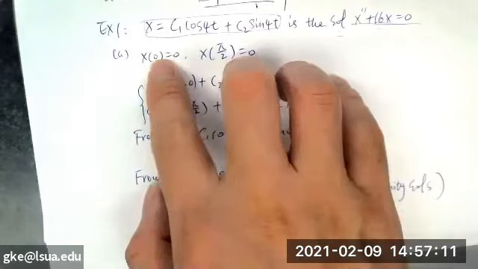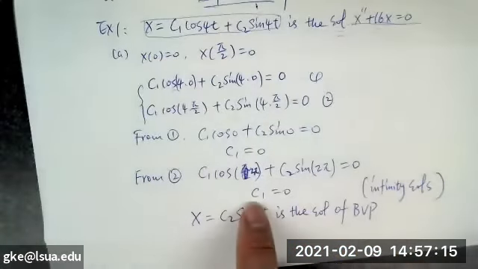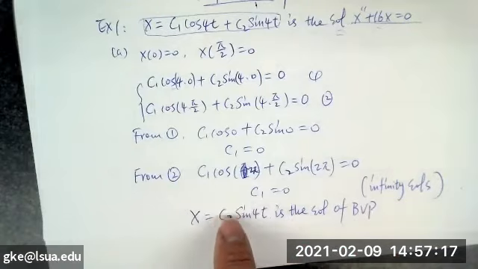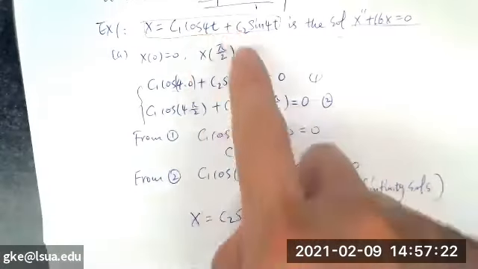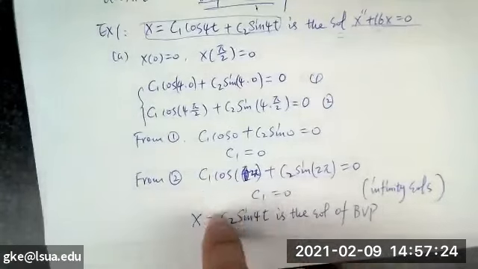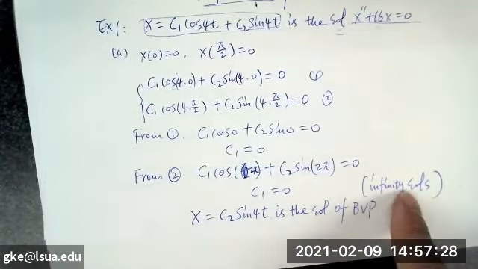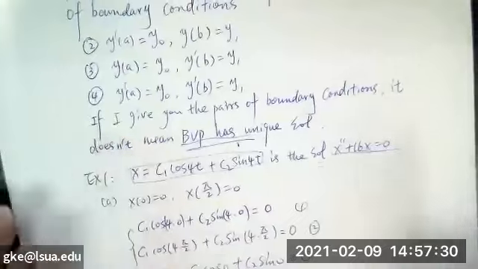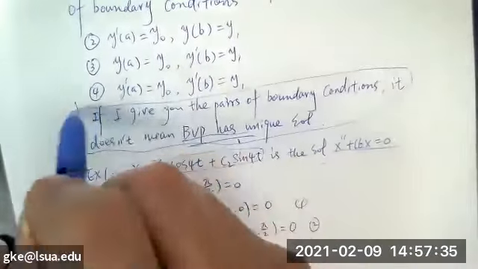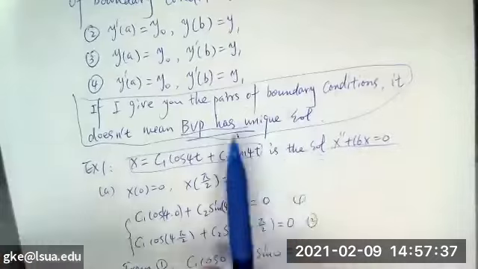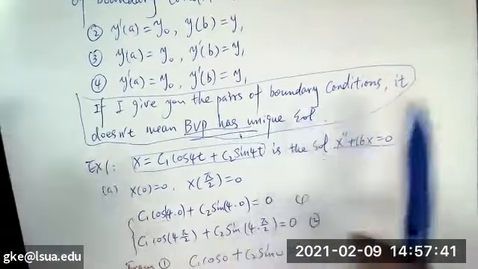These two boundary conditions don't give us a unique value for C2. They only give you C1 equal to 0. So when you plug back, we got this solution, and for this solution we have infinity solutions. Okay, so let's go back here as I claimed. If I give you a pair of boundary conditions, it doesn't mean the BVP has a unique solution. Okay, so be careful.